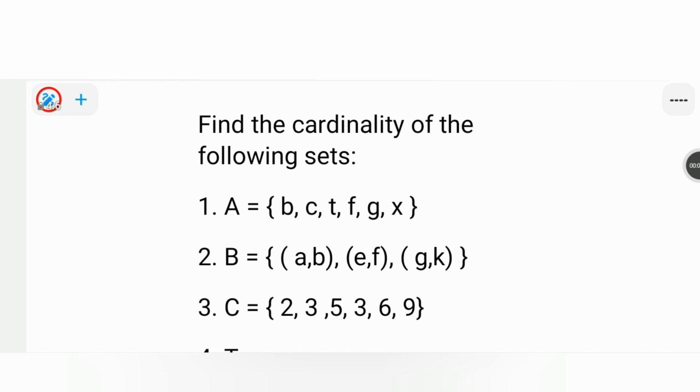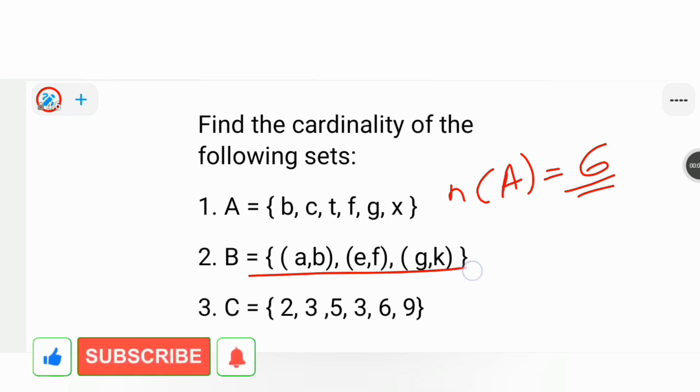Then you have some exercises here. You have to find the cardinality of the following sets. For the first one, you have set A equals {B, C, T, F, G, X}. So let's count: 1, 2, 3, 4, 5, 6. Nothing is repeating here. There are no repetitions. So we just write n(A) equals 6. That's the answer of this one.